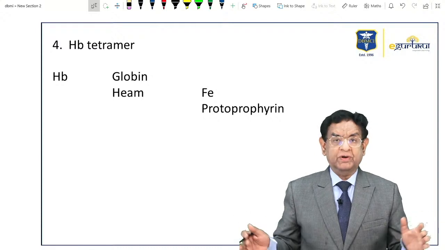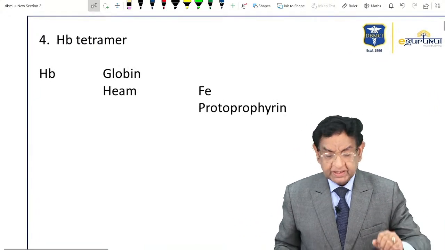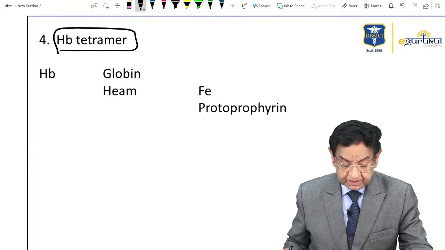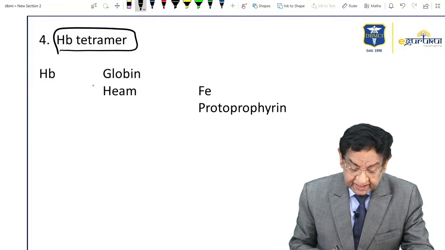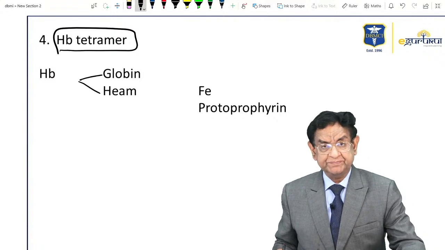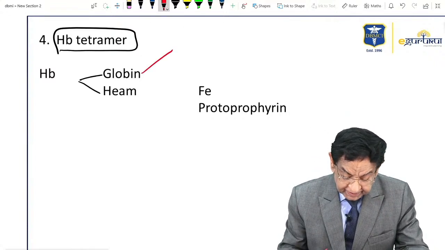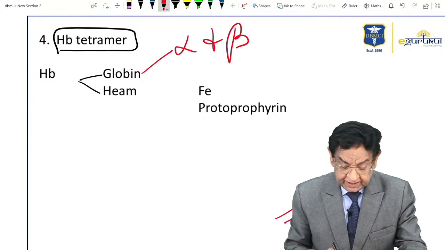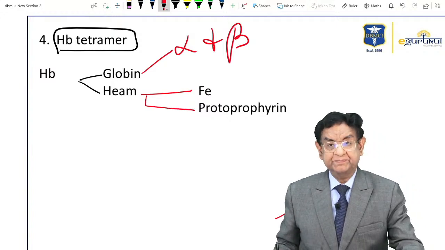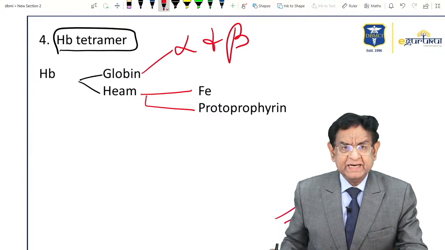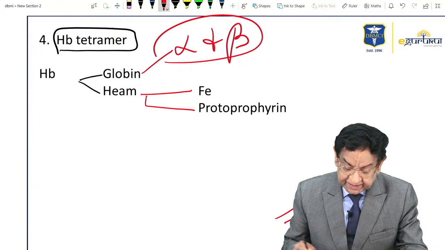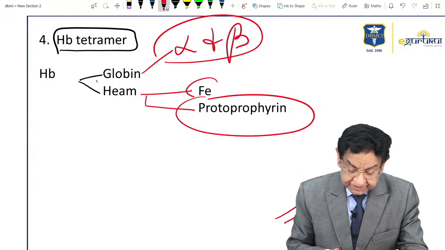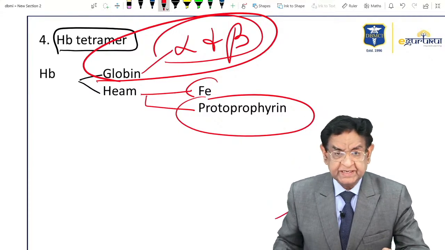Okay, so a little bit more physiology, without which you will not understand. We all know the basic structure of hemoglobin: hemoglobin is a tetramer. As I told you, Hb is made of globin chain and heme. Globin chains are made of alpha and beta, that we know very well. Now let me tell a little bit more about heme also. In heme we have iron and protoporphyrin. So, very simple: the globin chain is alpha and beta chain, and the heme molecule is composed of iron and protoporphyrin. This is the focus of attention in my talk today.